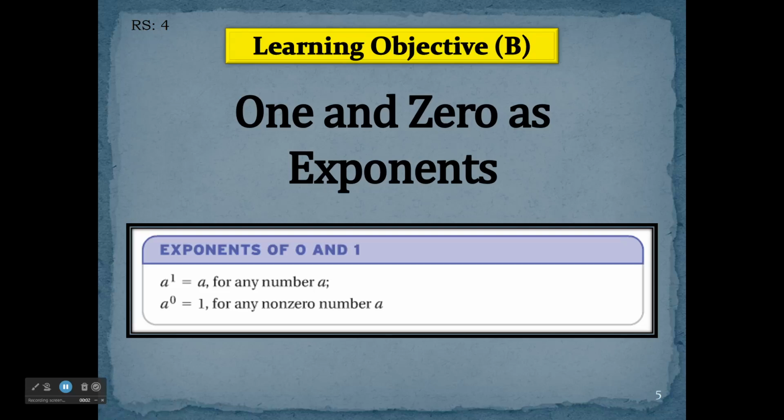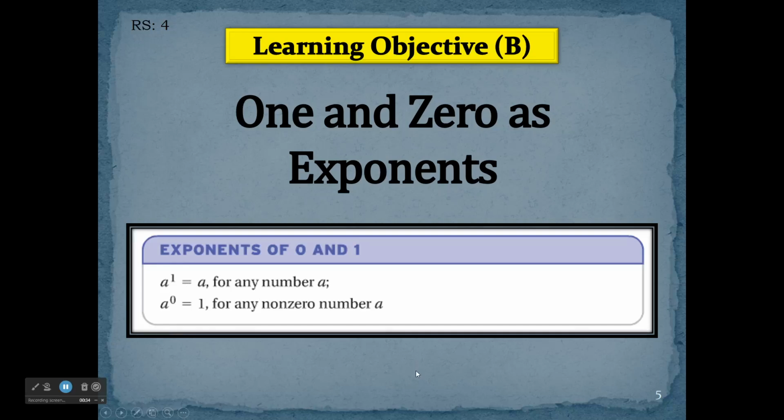For Review Skills 4, this is video 2 of 6, Learning Objective B. Now we're going to talk about exponents of 1 or an exponent of 0. Any base a to the power of 1 is still equal to whatever that base was for any number a. And a to the power of 0, any base to the power of 0 is equal to 1 for any non-zero number a.